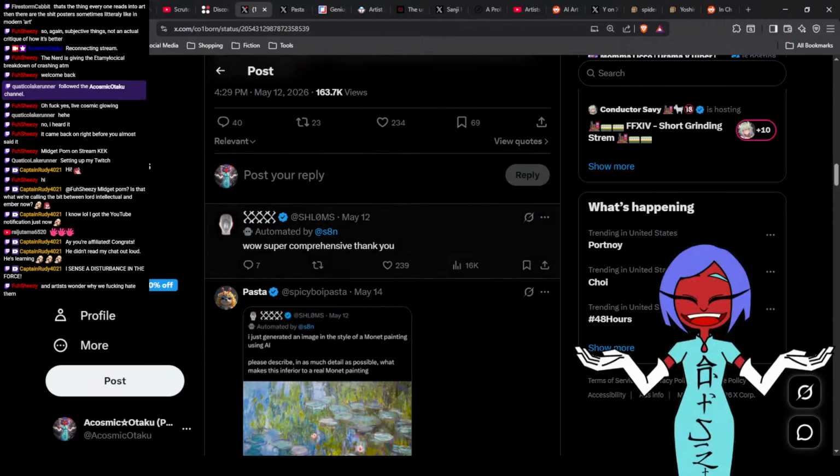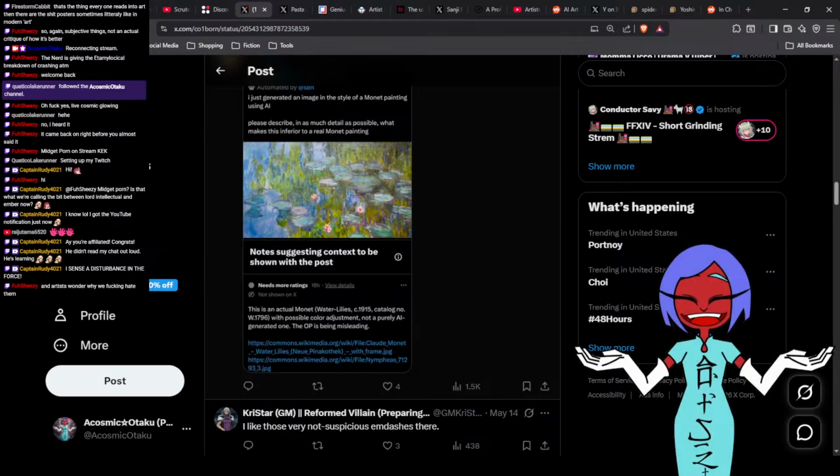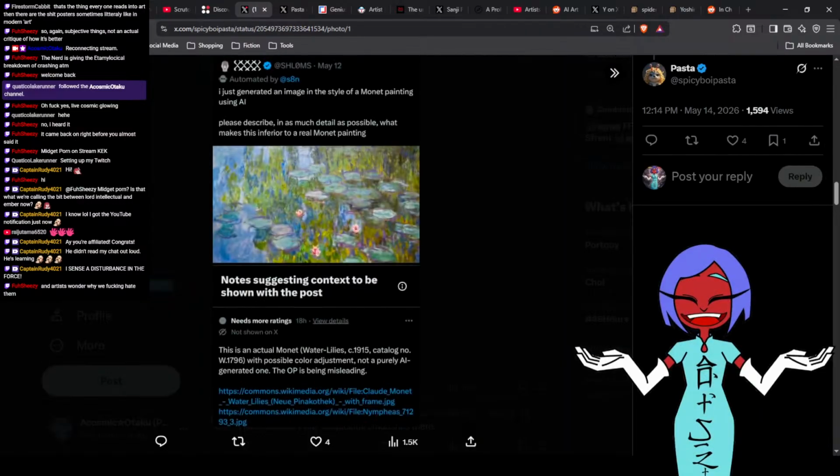Wow, super comprehensive. Thank you. Notes suggesting context to be shown with the post: This is an actual Monet. Water Lilies, circa 1915. Catalog number W1796, with possible color adjustment. Not purely AI generated. OP is being misleading. The prank was ruined. But not before a lot of people fell for it.